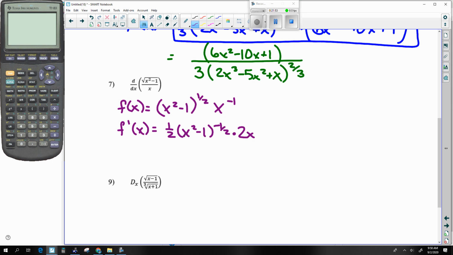So don't forget that I had to take the derivative of the inside as part of that overall derivative. So that's the u prime. And then v is just the x to the negative 1. So that's u prime v plus v prime, v being the x to the negative 1. So that'd be negative 1 x to the negative 2. That's the v prime u, which is just x squared plus 1 to the 1/2.